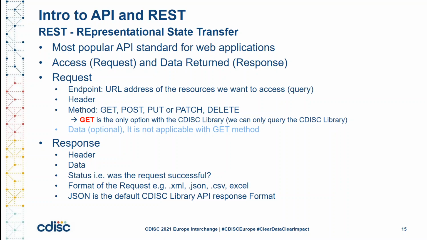And then you get the status of the request, whether the request was correct and the resource requested available on the server, or if the server was not available at all because, for example, it was down. The default format for the CDISC library API, or the default format of the response, is JSON.